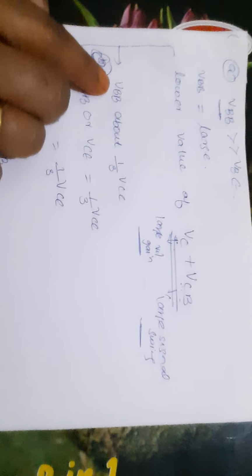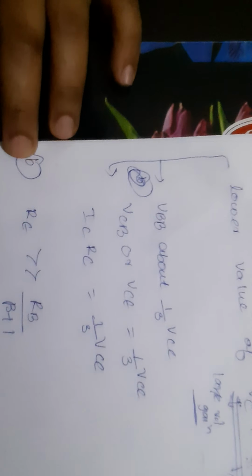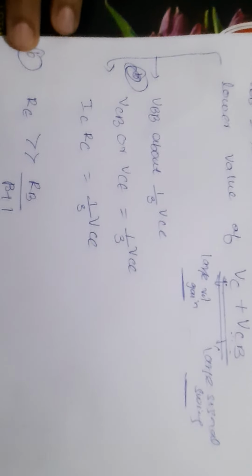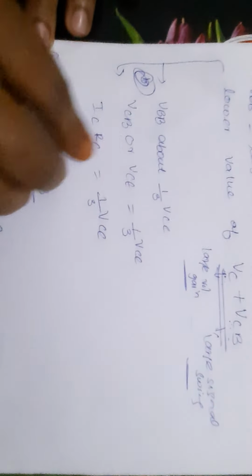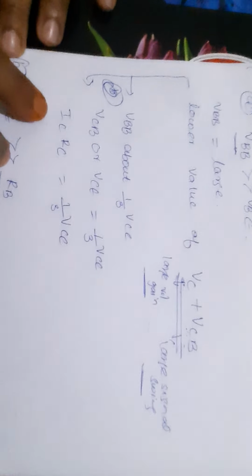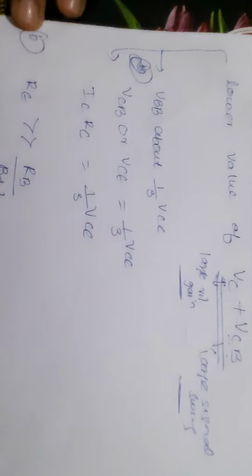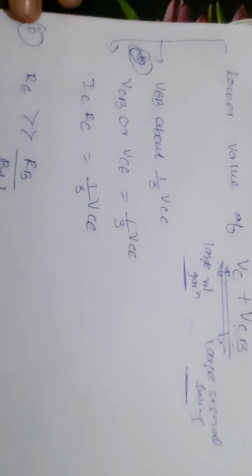We have to select VBB about 1/3 VCC, VCB about 1/3 VCC, and ICRC equal to 1/3 VCC. So this is VBB 1/3 VCC, VCB 1/3 VCC, ICRC 1/3 VCC. Properly, we will not be affecting our IE if we are following this rule.